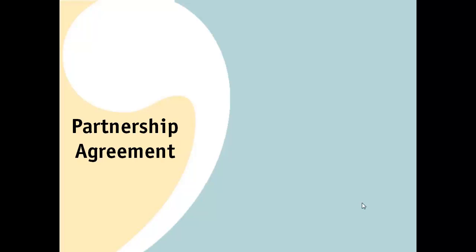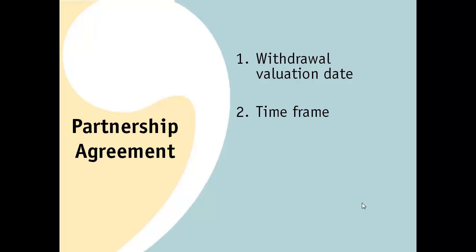It should cover things like this. First of all, your withdrawal valuation date. On what date are you going to determine what is owed? What is your time frame for paying a withdrawal? How much time can go by between when he tells you he'd like to withdraw and you need to pay him? How much time can pass between when you value his account and when you pay him?